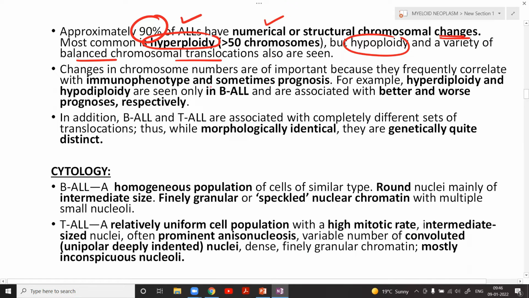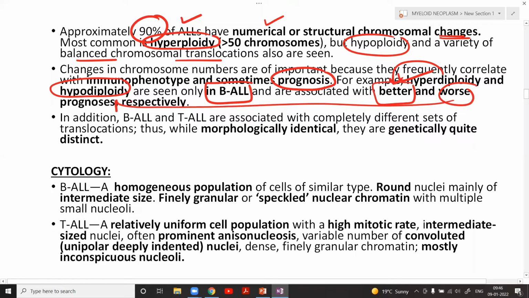Now, very important, as I told you, they are important for prognostic purposes, as hyperdiploidy and hypodiploidy are seen only in B-ALL. So hyperdiploidy is associated with a better prognosis, whereas hypodiploidy is associated with a worse prognosis.